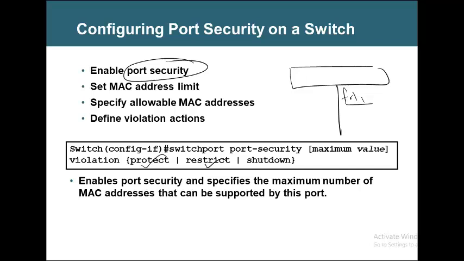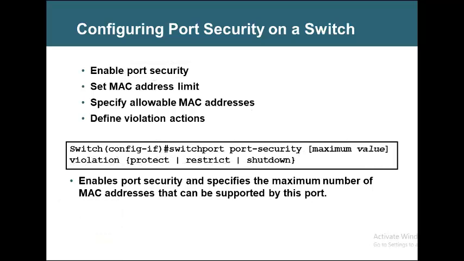Under the interface, this is the command to enable port security. If you just enable port security without mentioning how many MAC addresses or what violation action, it means you just enabled port security with a maximum limit of 1 and the violation action is shutdown. Right? Any question on port security? I'm going to do it and show you. You should try at home. We are going to configure port security on these ports F0/1 and F0/2.